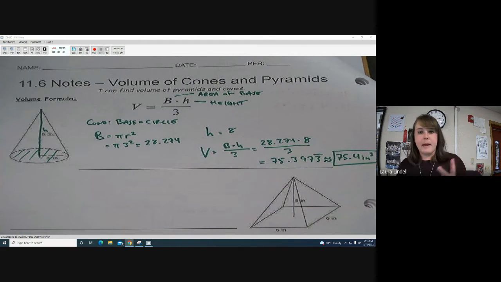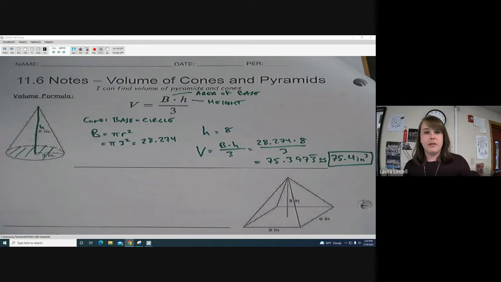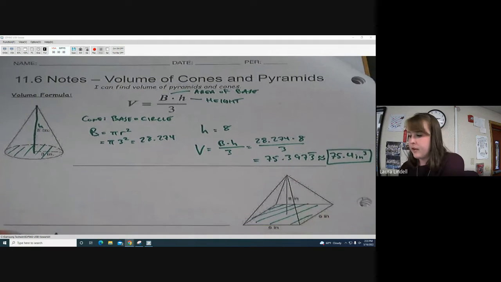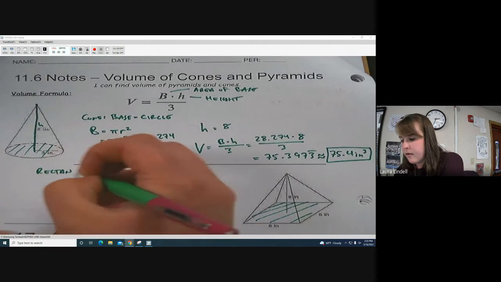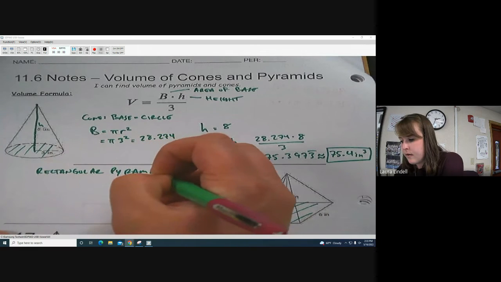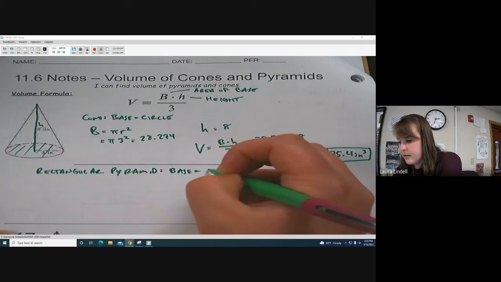Now there's 2 different types of pyramids. So like yesterday when we had 2 different types of prisms, we had rectangular prisms and triangular prisms. Same idea here with pyramids. There's a rectangular pyramid where the base is a rectangle like this one. So we'll start with that. So the base is a rectangle.